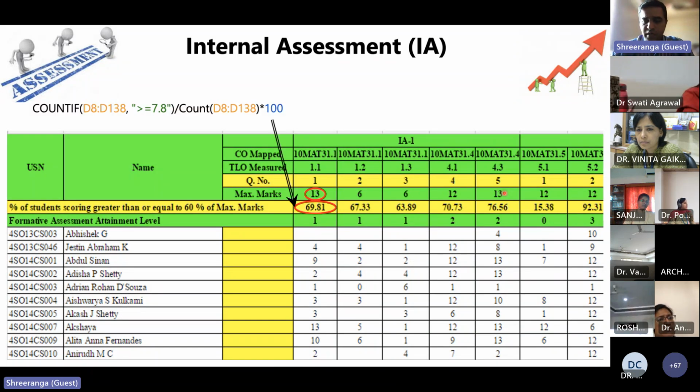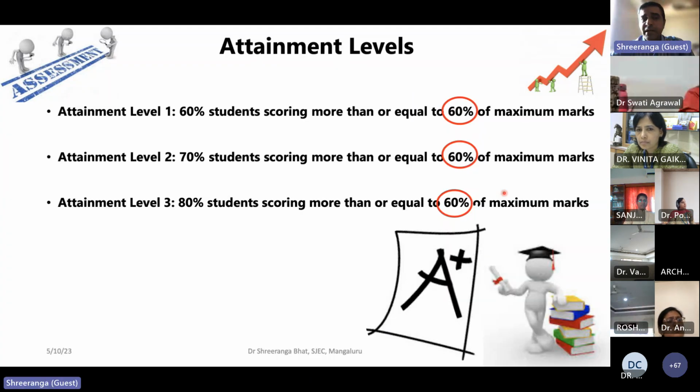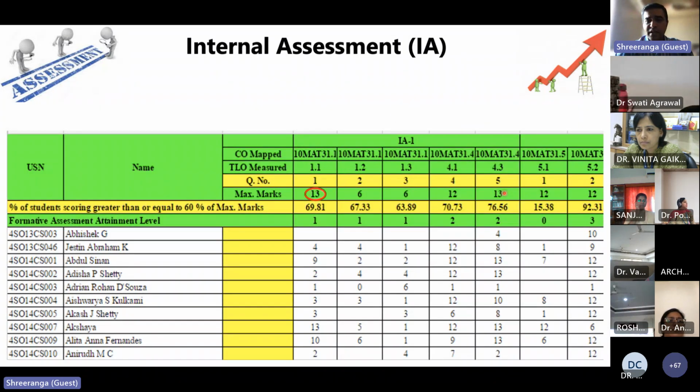As you are aware, let me go back over here. The attainment level we have defined is that 60% of the students are going to score more than or equal to 60% of the maximum marks. So everywhere the benchmark is nothing but 60%. So if 13 is the maximum mark, then what is 60% of it? Now I will write an equation to it. So 60% of 13 is nothing but, you can see here, 7.8.